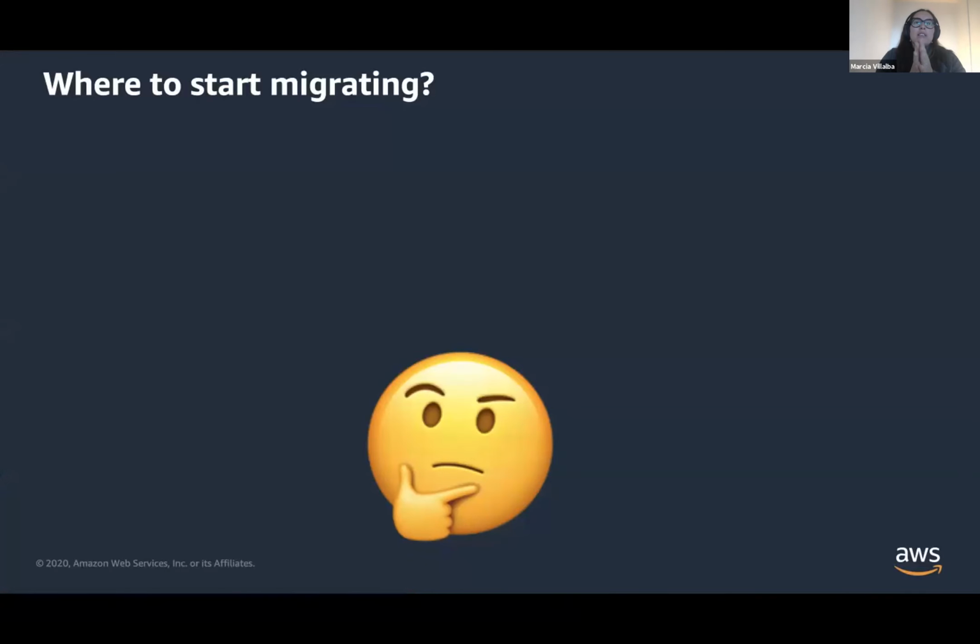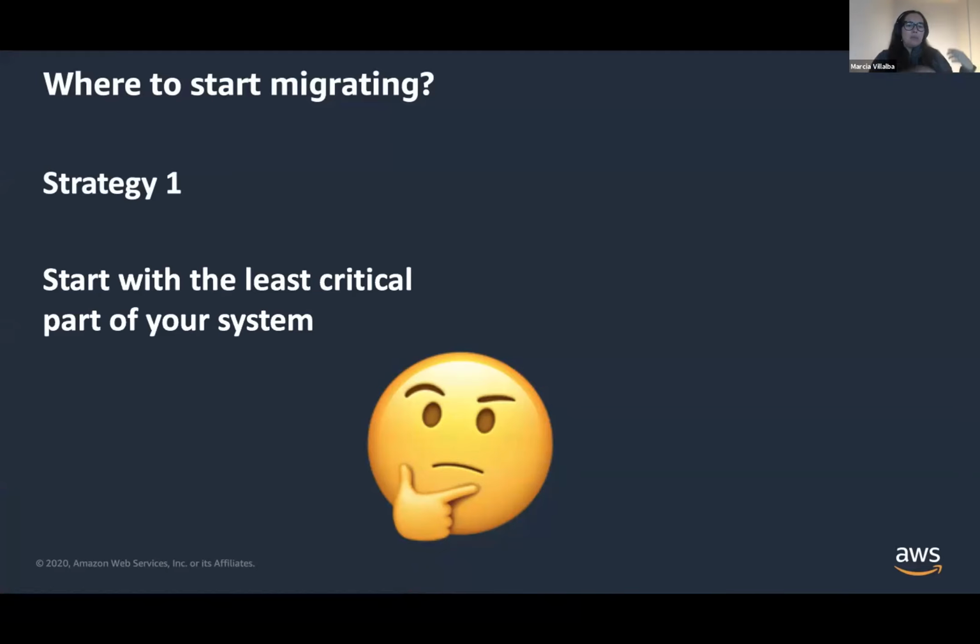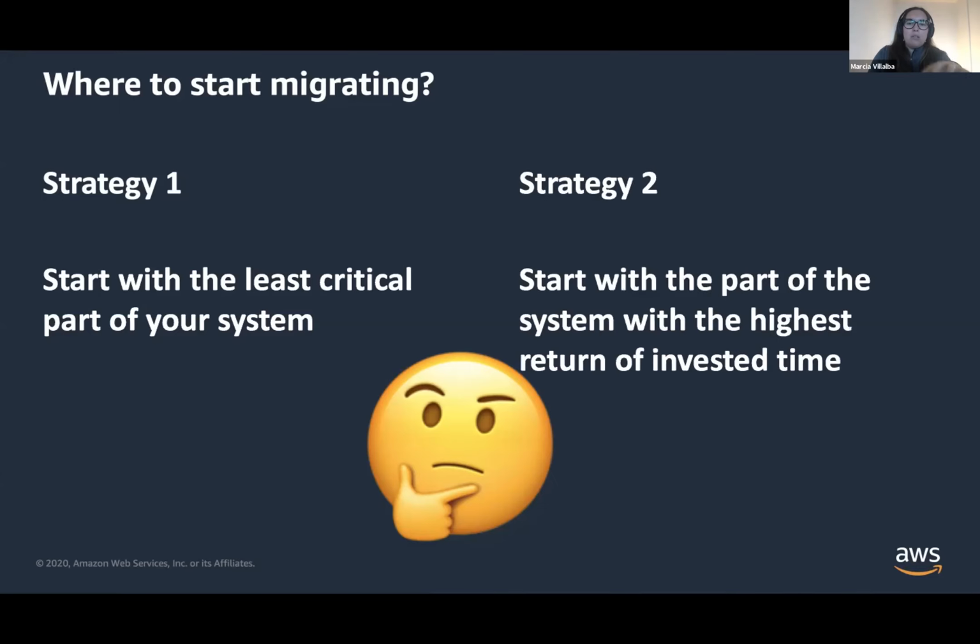So here they started asking the question, where do we need to start migrating from? Sometimes we think about strategy 1, that is to start migrating from the least critical part of our system, start migrating something that is not relevant, that nobody cares about, so we can make mistakes and try things. But then when is the point that we need to move to migrating the critical part of our system, the one that will get us the most return on our invested time? Sometimes we want to start with the second strategy, and that's not good. We don't want to do that.